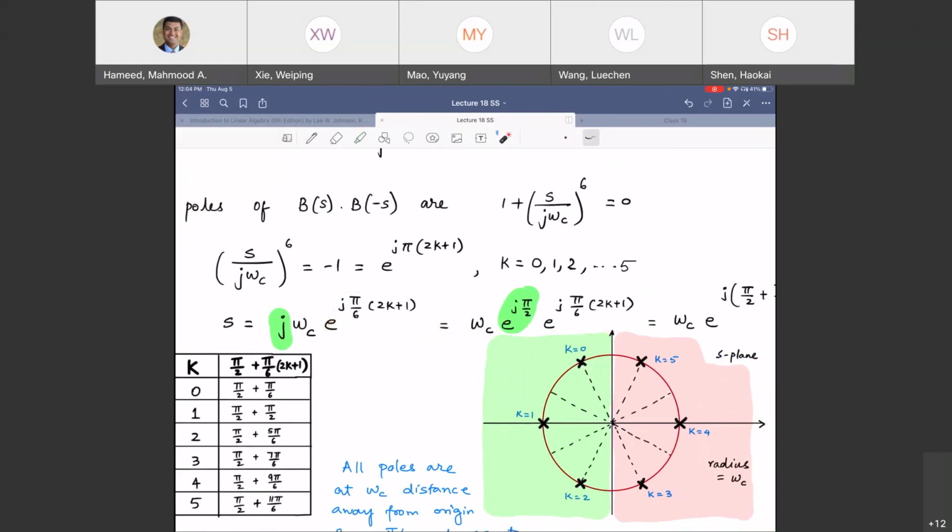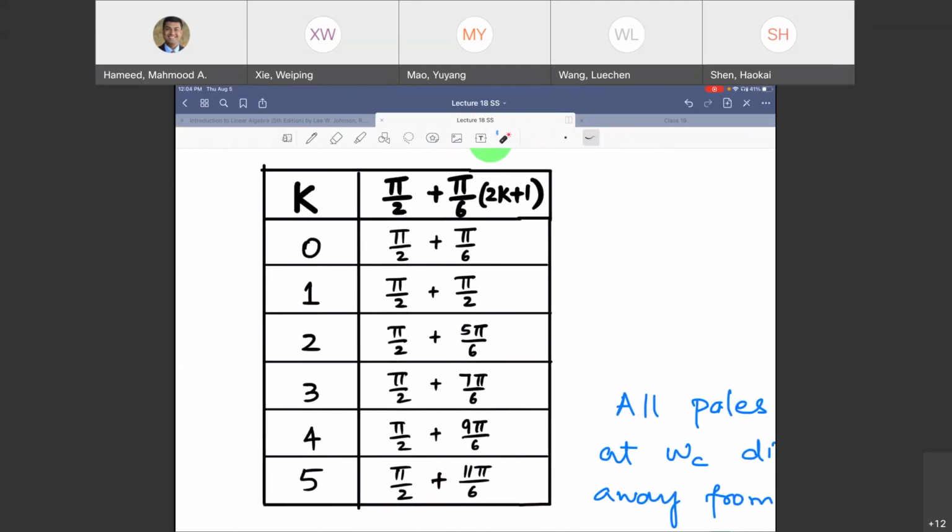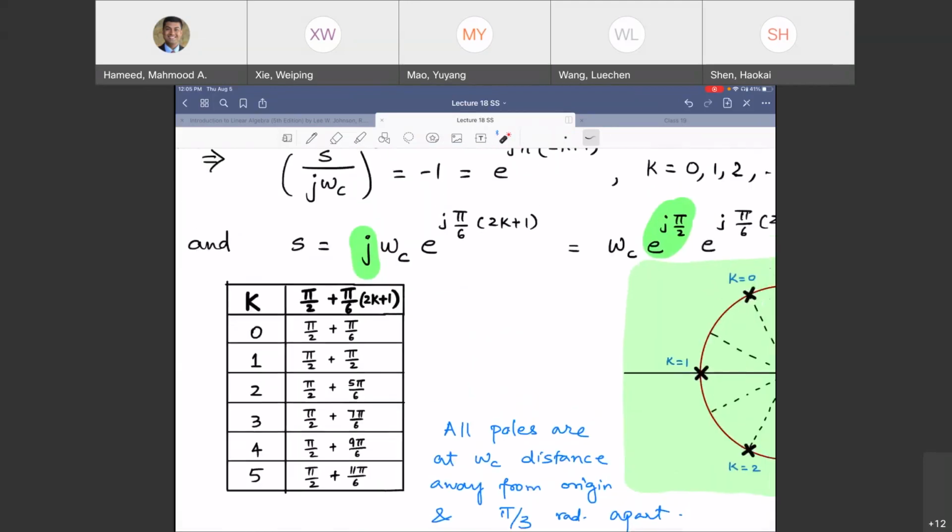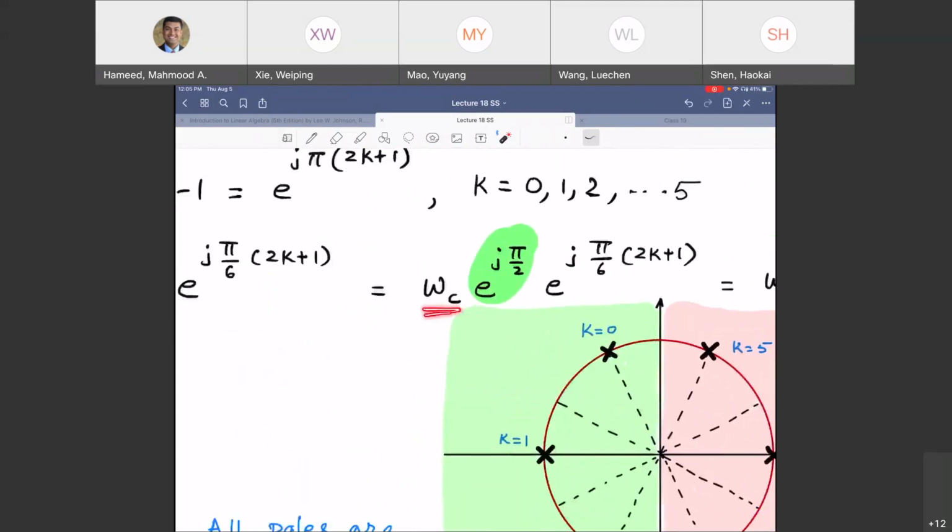Let's try to evaluate that for different values of k. Only 6 of them to consider, 0 to 5. If you plot it out, what do you get? You get pi over 2 plus odd multiples of pi over 6. Try to find the angle. K equals 0, you get that. K equals 1, you get pi. K equals 2, you get that, and so on. What are you getting? Everything is at a distance of how much? Omega c. And everything is separated by an angle. What is that? 90 plus odd multiples of pi over 6, right?